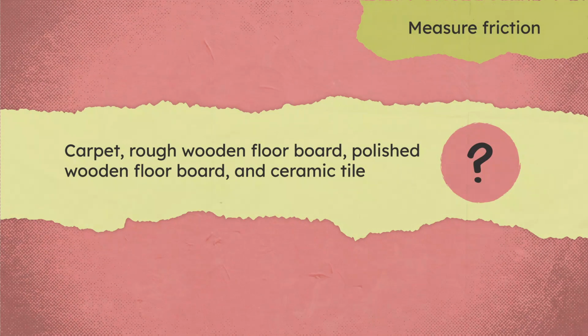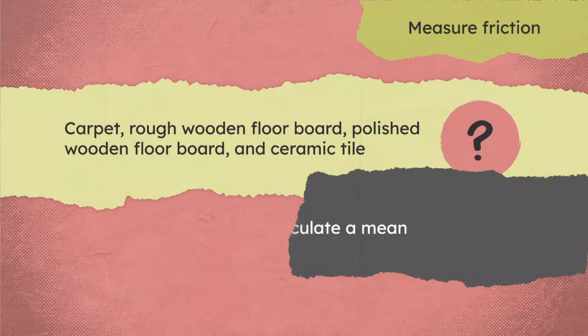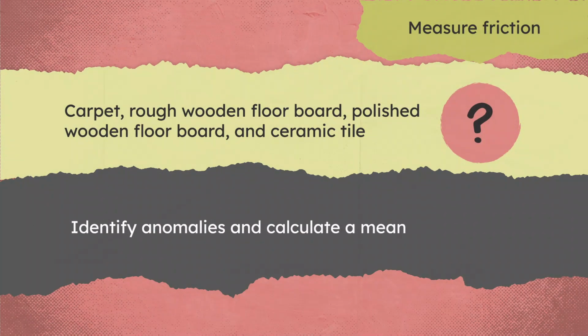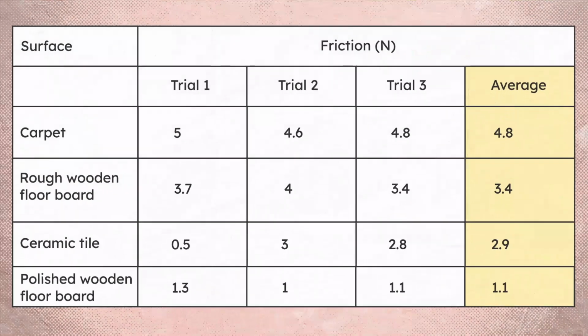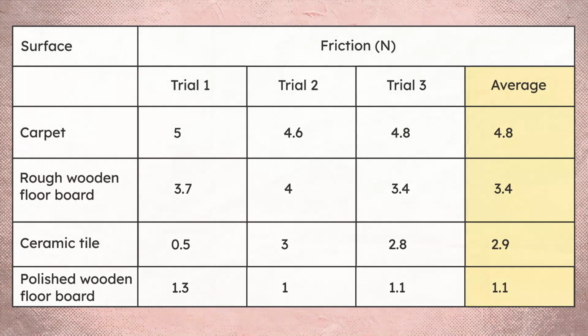The experiment should be repeated at least 3 times per surface. This allows us to identify anomalies and calculate a mean. An anomalous result is one that does not fit the pattern. The mean is an average calculated by adding all the values together and dividing that number by the number of values. The results should be recorded in a table like this one.